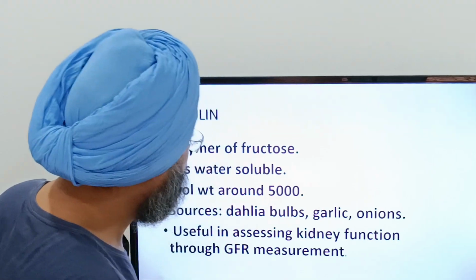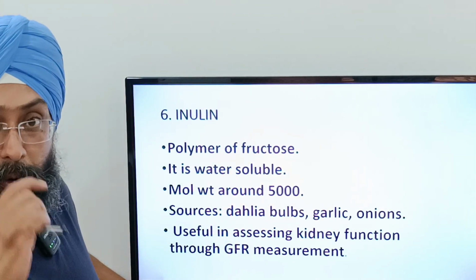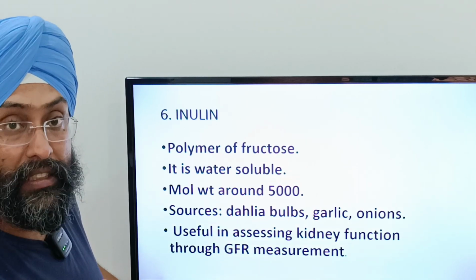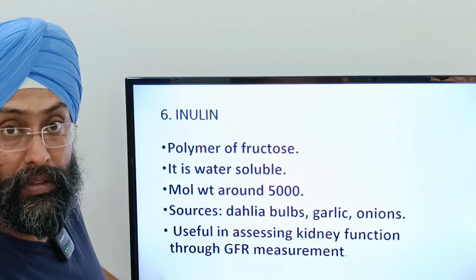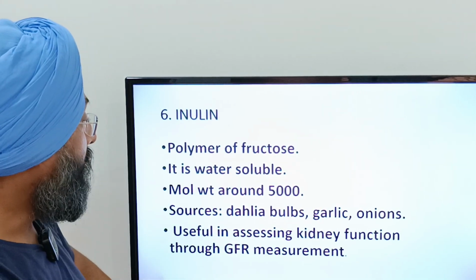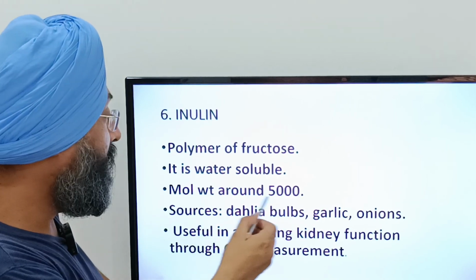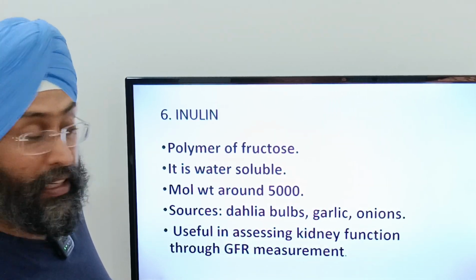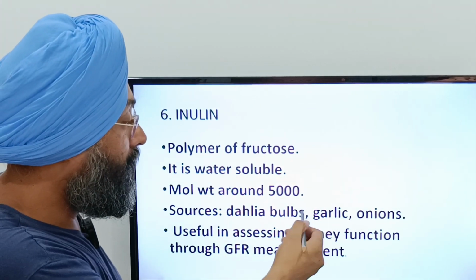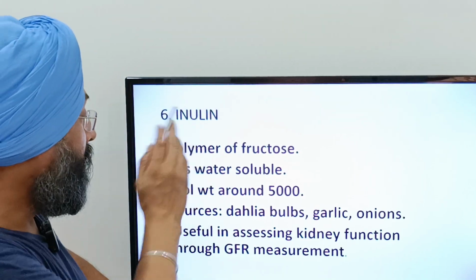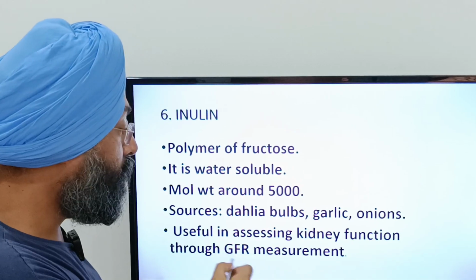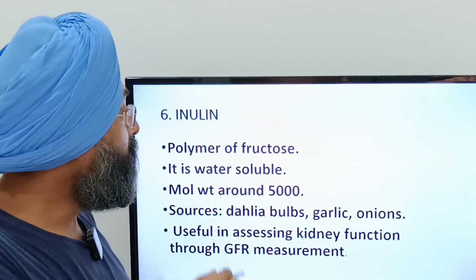Now coming on to our next molecule, that is inulin. The polymers of glucose were three: first starch, then glycogen, and then cellulose. Now the polysaccharide formed from fructose is inulin. It is water soluble, and its molecular weight is around 5,000. In nature it is found in dahlia bulbs, garlic, and onions. So salad products like onions contain inulin. And what comes next is the use. It is useful in assessing kidney function, for GFR measurement. So during GFR measurement, we use inulin.